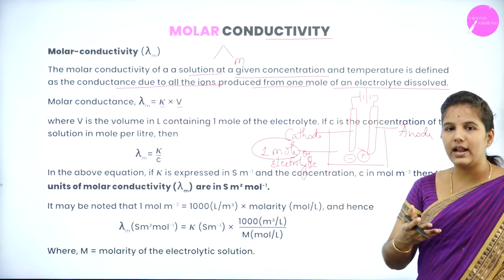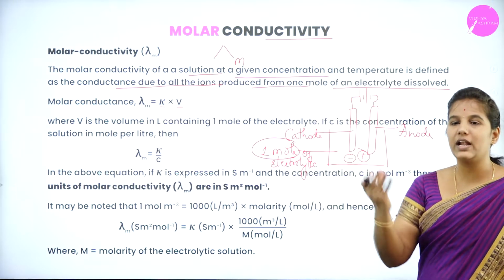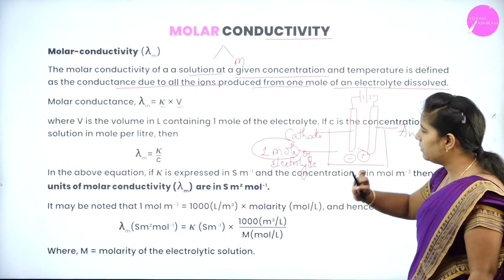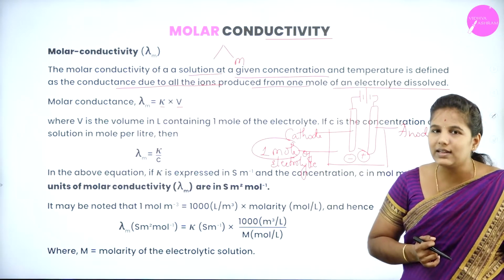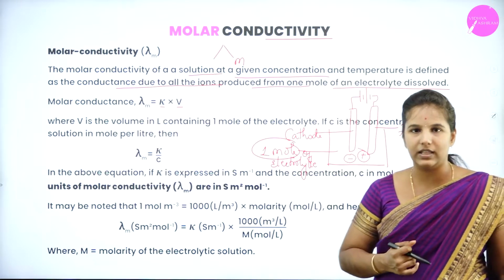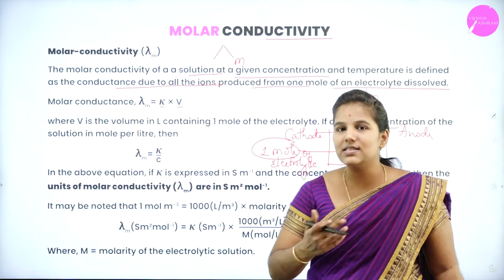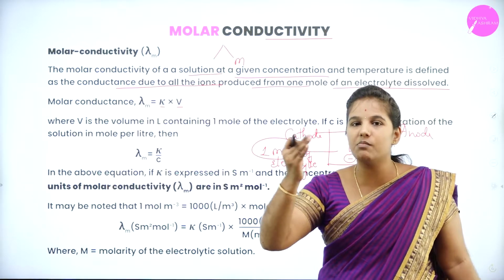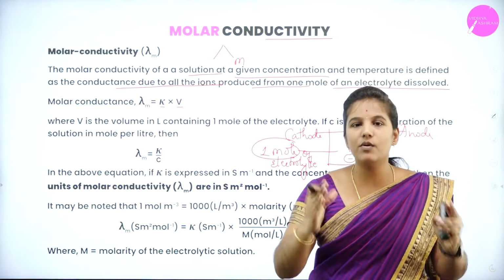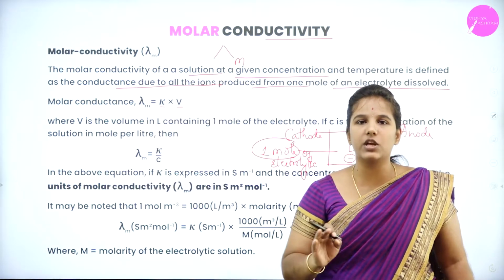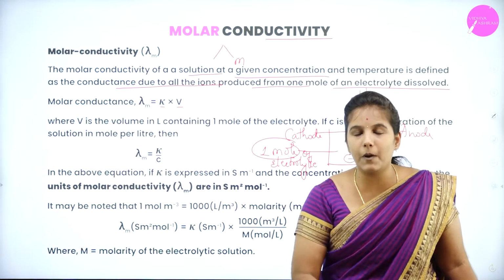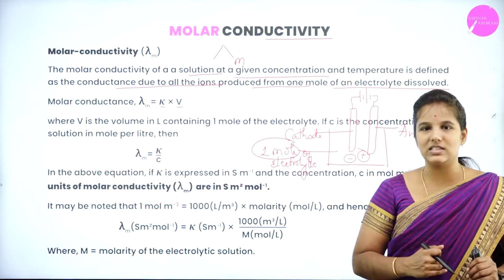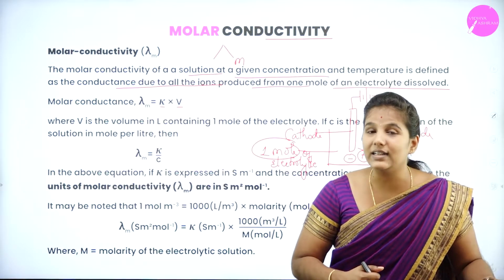How much electrolyte did you dissolve here? 1 mole of the electrolyte you are dissolving in a solution, so the ions which are produced from this 1 mole are responsible for conducting the electricity, right? So that is why it is named molar conductivity. The name itself shows that it is molar. How much? 1 mole of electrolyte you are dissolving in a solution. So how much of the ions which have been produced from that 1 mole are responsible for conducting the electricity.